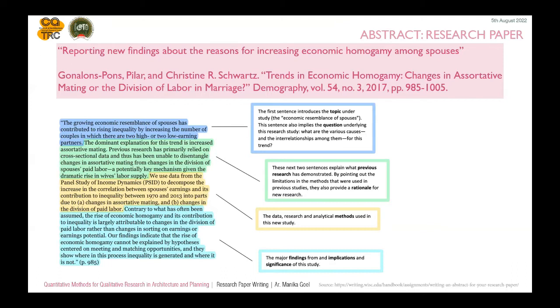Contrary to what has often been assumed, the rise of economic homogamy and its contribution to inequality is largely attributable to changes in the division of the paid labor rather than changes in sorting on earning potential. Our findings indicate that the rise of economic homogamy cannot be explained by hypotheses centered on meeting and matching opportunities, and they show where in this process inequality is generated and where it is not.